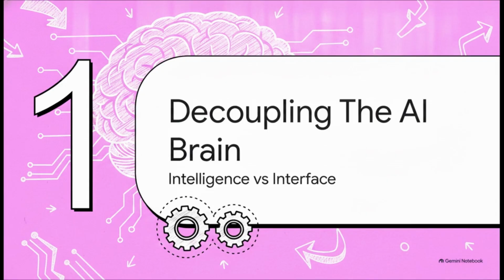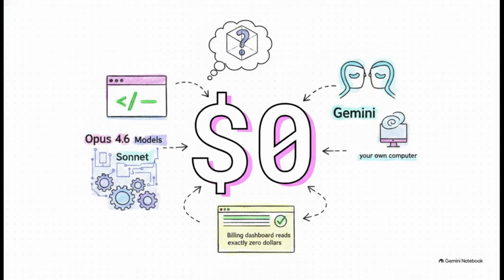Section 1. Decoupling the AI brain. We're talking about separating the intelligence from the interface. Okay, picture this. You're looking at your coding terminal and you are seeing absolute heavyweight AI models. Anthropic's Opus 4.6, Google's Gemini, the blazing fast Sonnet, all of them running flawlessly right on your own computer. And the best part? Your billing dashboard reads exactly $0.